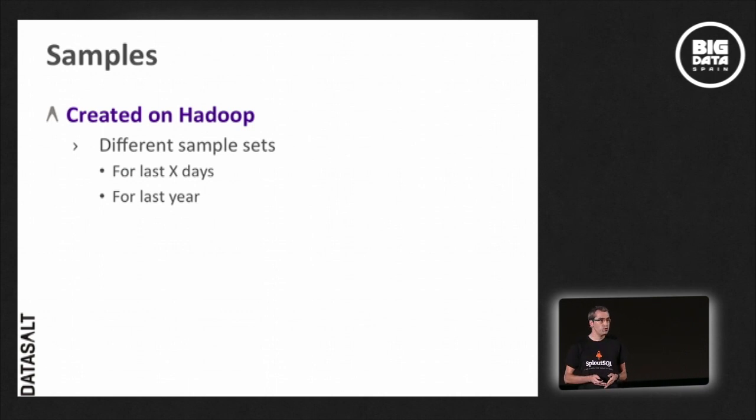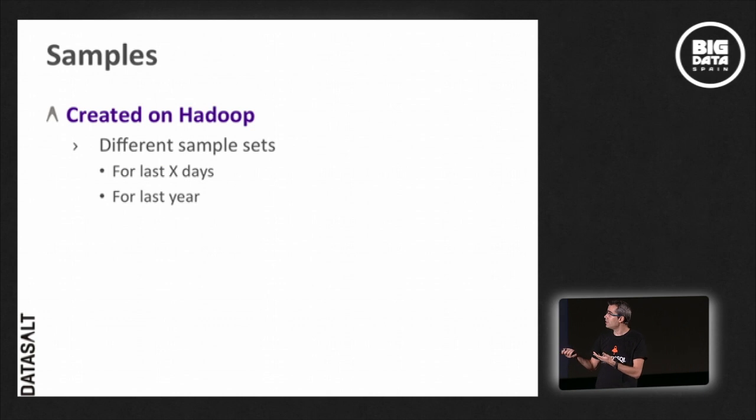Okay, so what we do with samples is we create the samples on Hadoop. We create different sample sets, for example samples for the last X days or for the last year. We have to do that because you have to zoom depending on the queries you are going to run. If you are going to run queries, for example, for analyzing the last campaign you did 3 days ago, obviously you need that sample to be there, because you cannot use the sample for the year to have good precision on the last days. And obviously the opposite is also true.